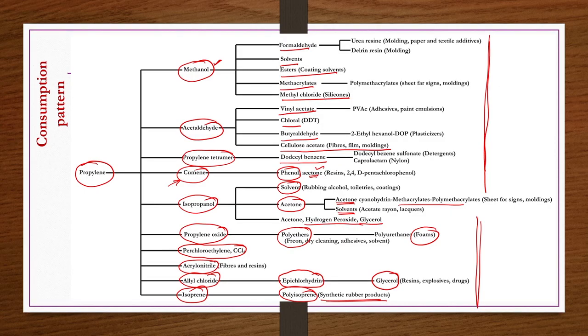Okay. In this lecture, we are going to discuss the production of glycerol by two different ways, right? And then we discuss production of isopropanol, and from isopropanol, production of acetone, and then production of cumene. So, production of these four chemicals, that is synthetic glycerol, isopropyl alcohol, acetone, and then cumene, would be covered in this particular lecture.